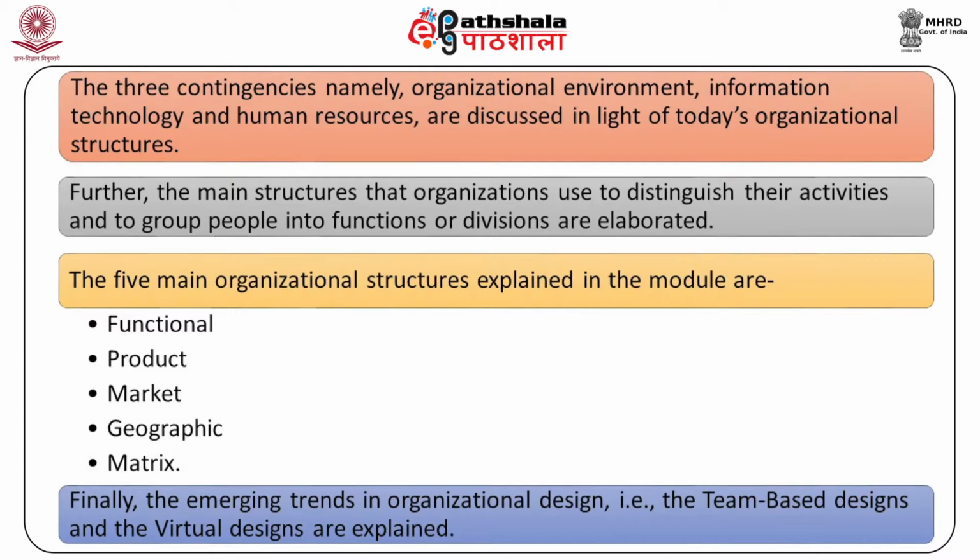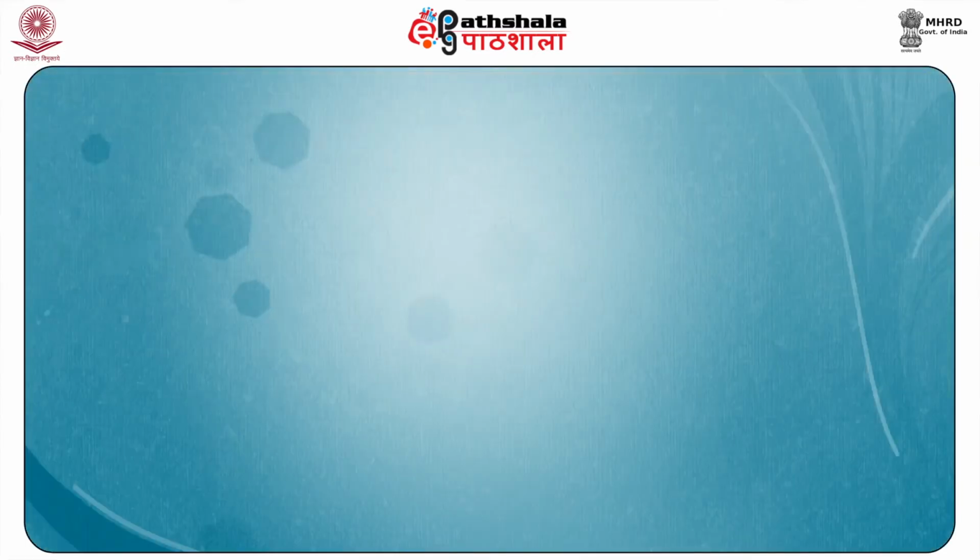Further, the main structures that organizations use to distinguish their activities and to group people into functions or divisions are elaborated. The five main organizational structures explained in the module are functional, product, market, geographic, and matrix. Finally, the emerging trends in organizational design, that is, the team-based designs and the virtual designs, are explained.